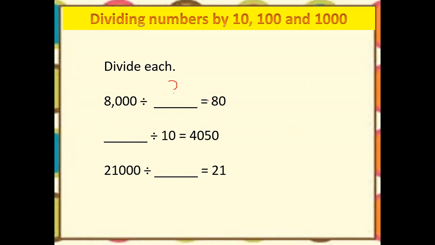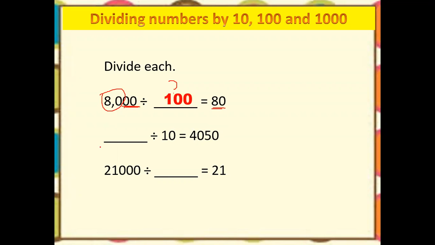So, let's circle, we have 80. Our final answer was 80. So, let's circle 80. How many zeros did we remove? 2. Which number in here? Is it 10, 100, 1,000? Yes, it's 100 because we got 2 zeros.